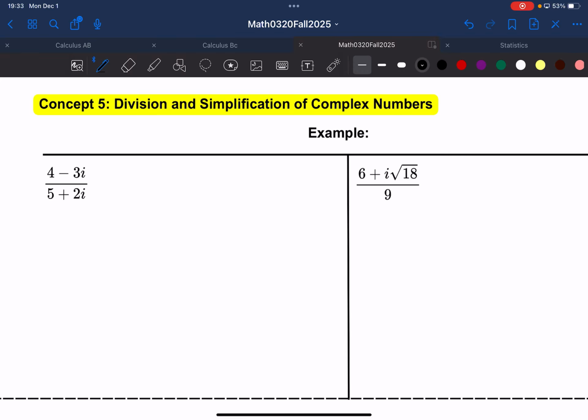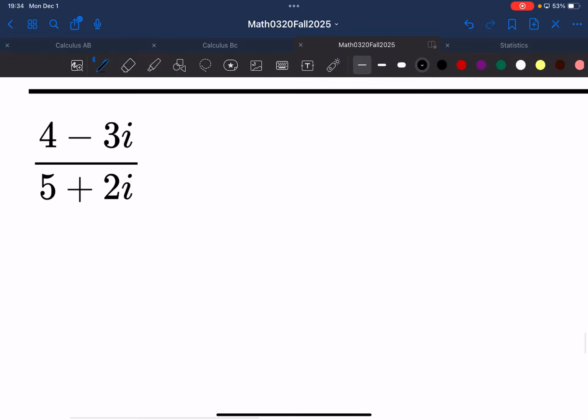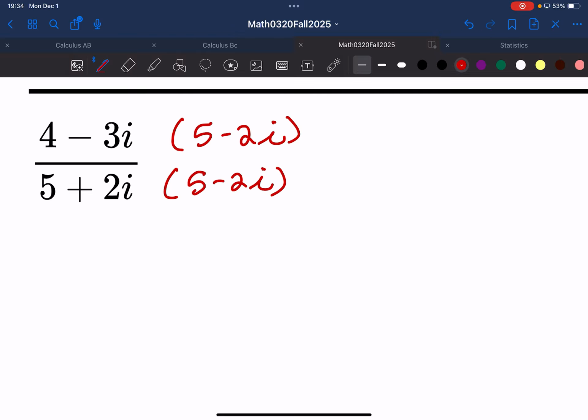Okay. Division and simplification of complex numbers. So here, it's almost going to be like our radicals, where we had to rationalize the denominator. Just like the radicals where we didn't like a radical in the denominator, they don't really like i's in the denominator. So in order to get rid of them, we're going to multiply by the conjugate. So in this example here, what would be the conjugate? 5 minus 2i. Okay, and then that means I need to multiply across. So I need to FOIL the top and then FOIL the bottom.